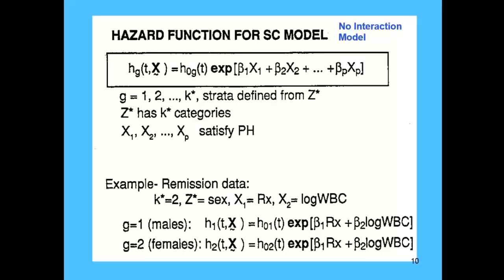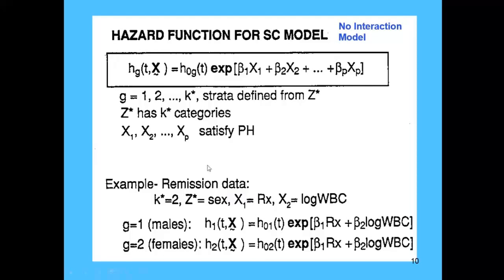So K star is the number of categories you get when you consider all the variables that don't satisfy the assumption. And you might say when you start with sex and race, say race in 3 categories, sex in 2 categories, and you combine them and you get 6. You get 6 categories when you combine them together. In a sense, you're defining a new categorical variable that has 6 categories. It's a race-sex combination that has 6 categories.